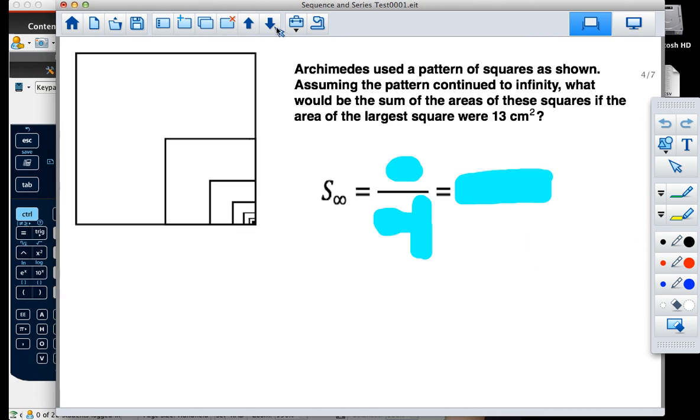All right, here's another one. Archimedes used a pattern of squares as shown. Assuming the pattern continued to infinity, what would be the sum of the areas of these squares if the areas of the largest square were 13? Because we're doing the infinite sequence, or because they want us to add up all the terms from the first term to the infinite term, I'm going to assume this is an infinite geometric series, and with that in mind, let's go ahead and figure out what our common ratio is.